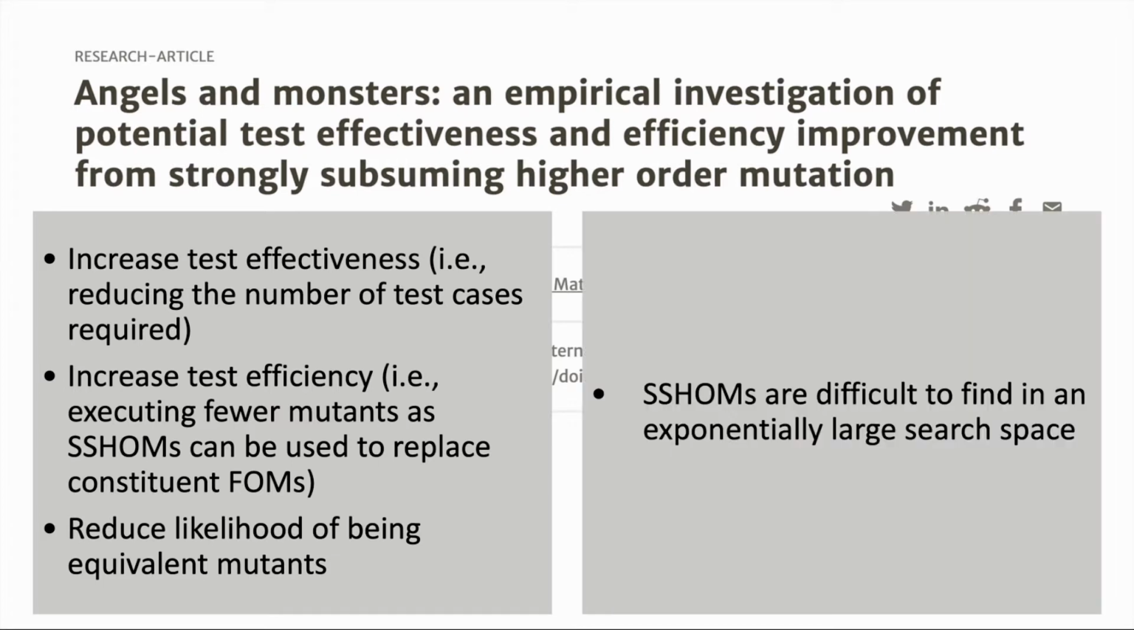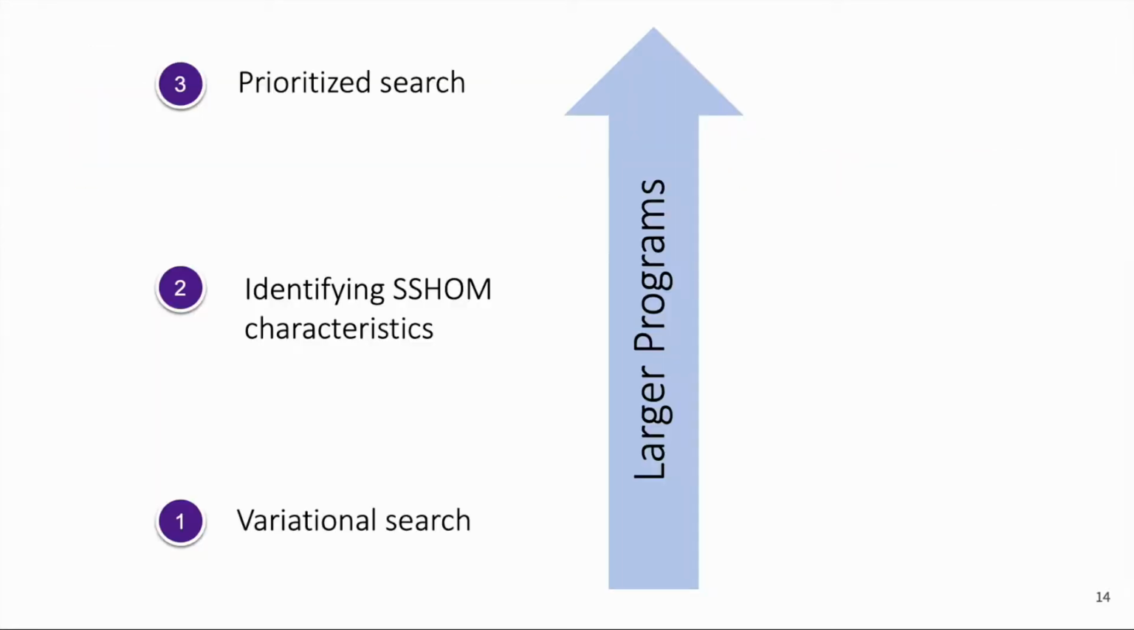The problem is, they are difficult to find in an exponentially large search space of first-order mutants. This work targets this specific technical challenge. Again, the goal of this work is to find strongly subsuming higher-order mutants efficiently.